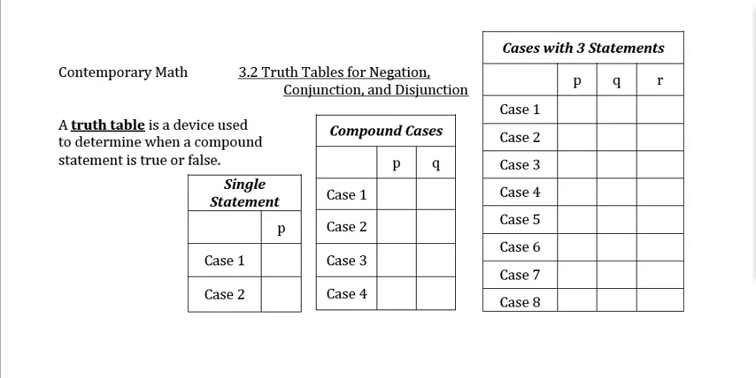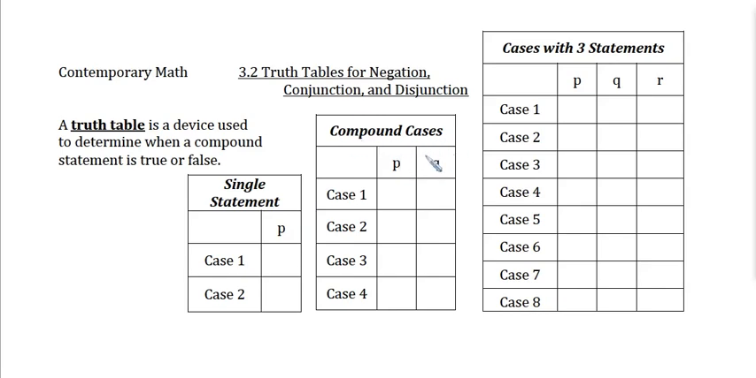This is 3.2. We're talking about truth tables today, and we're going to be looking at them in terms of the negation, conjunction, and disjunction. So a truth table is a device used to determine when a compound statement is true or false. So what we're talking about today is statements that include only a single statement. We're just going to call that P. We're going to look at compound cases.